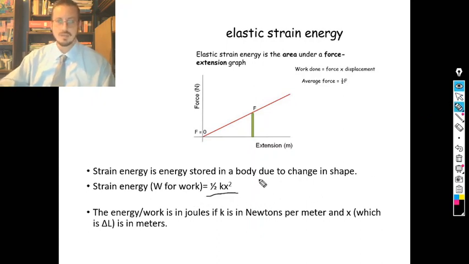So we could either think about the strain energy as 1/2 force times extension, if we call this extension x, or 1/2 kx squared. Two equations for elastic strain energy. Important to have in your notes, certainly. The energy or the work is in joules if K is in newtons per meter, and x, the extension, which is the same as the change in length, is in meters.